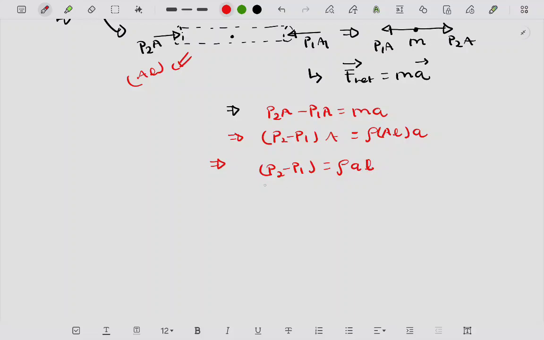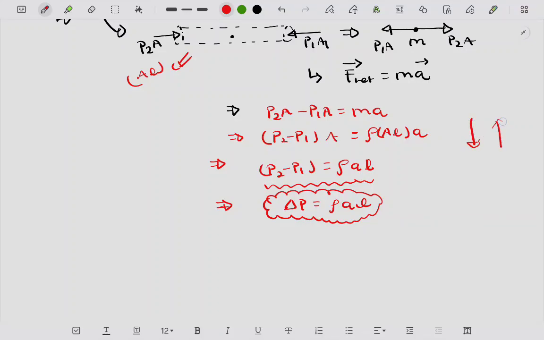Please remember this expression, that is very important for solving the bigger questions. What is the pressure difference we are getting? Density of the fluid, acceleration, into L. This expression is something like rho g h. Rho g h is for a vertical column, and you know that in a vertical column when we are going down, the pressure increases by rho g h, and when we are going up, the pressure decreases by rho g h. In the same way, here we have density, acceleration, and length.